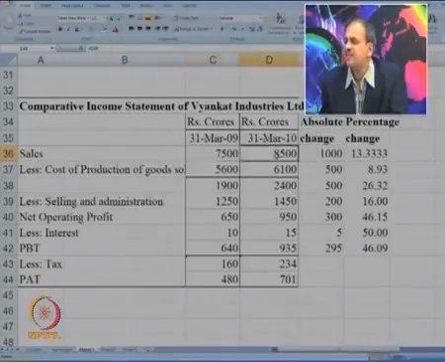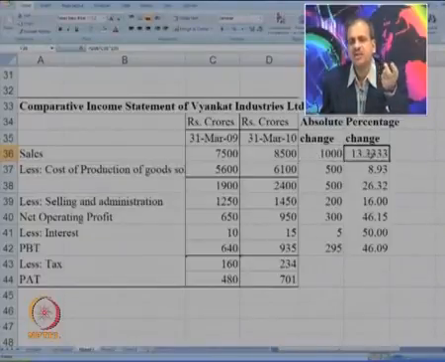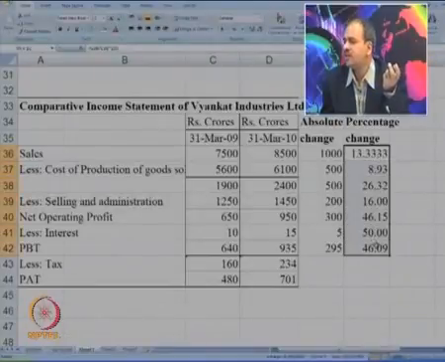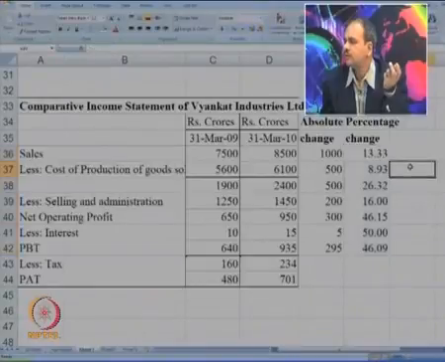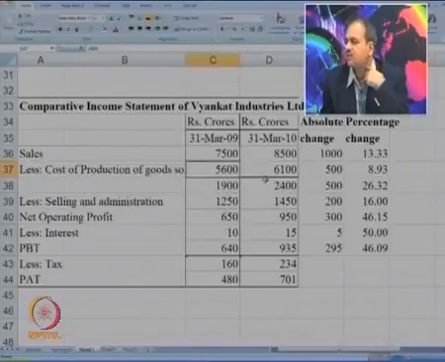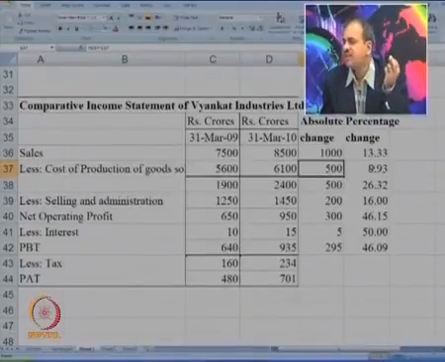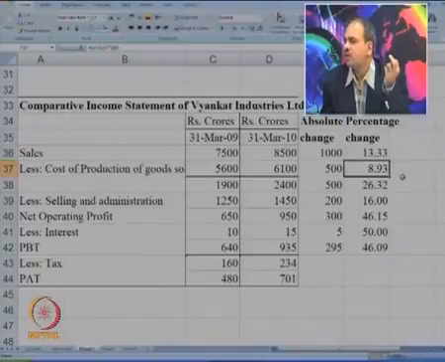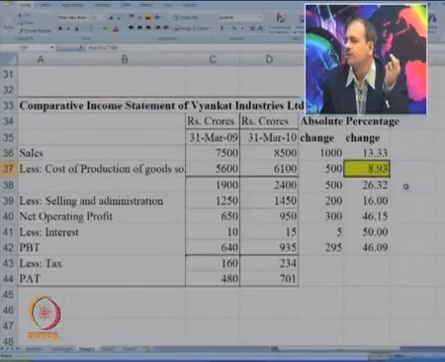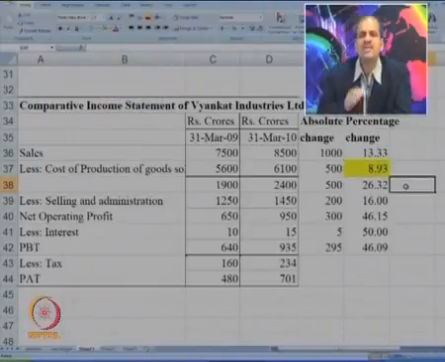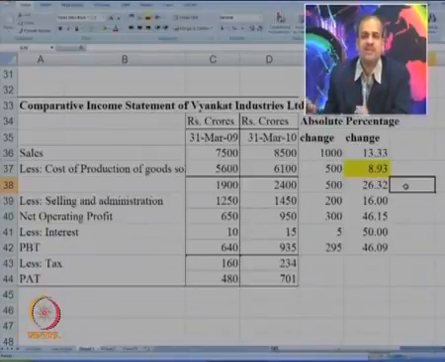So you can see that the sales have increased by 1000 in absolute terms, and in percentage terms it comes to 13.33%. Production costs have an increase of 500, which does not tell you much, but in percentage terms you can understand well that production costs have not increased significantly, only by 8.9%. So, though the sales have increased by 13%, the production costs have increased by only 8%. This is a good sign.